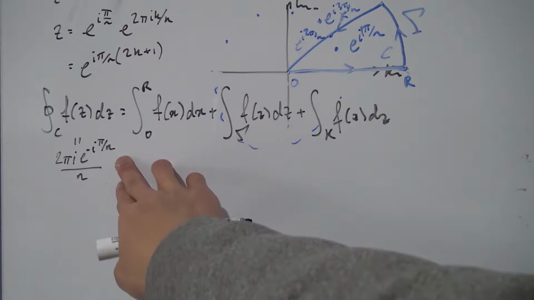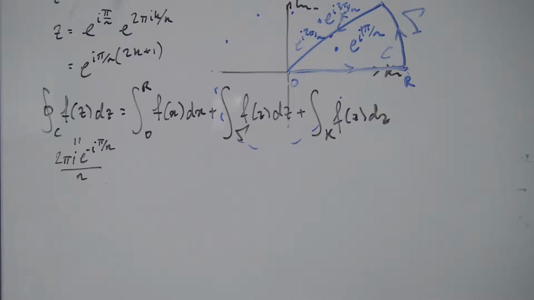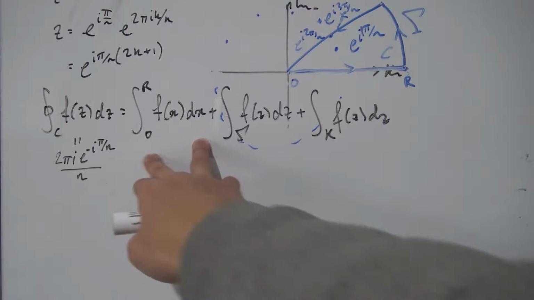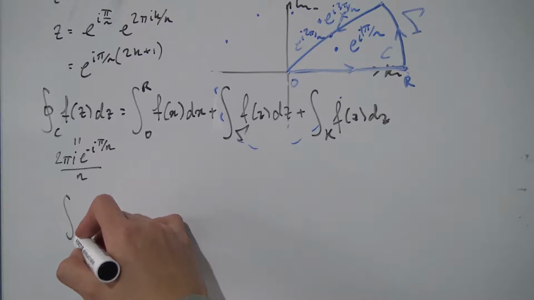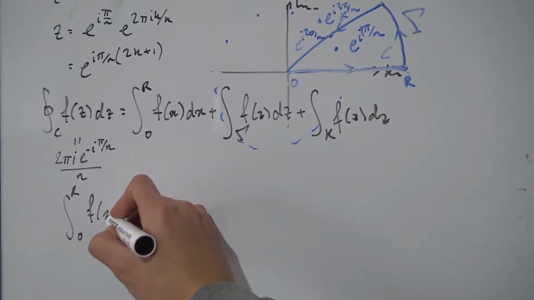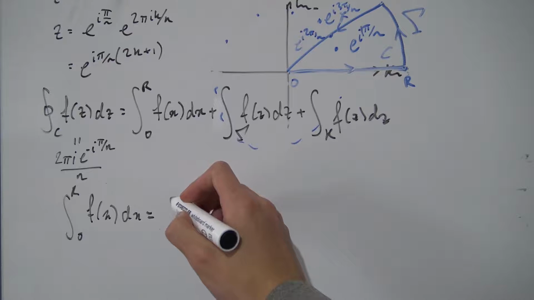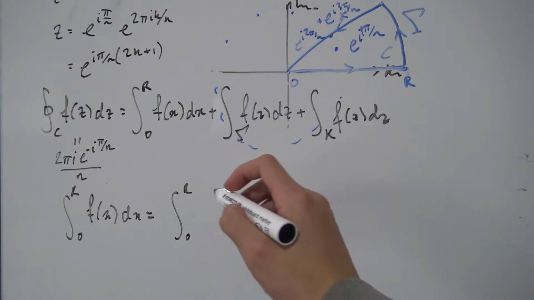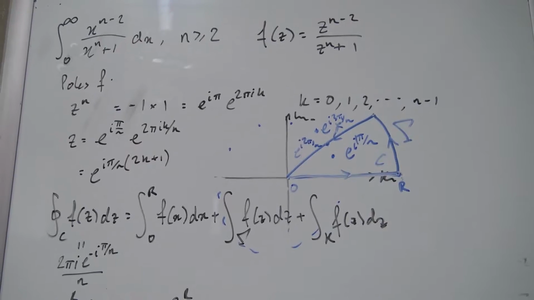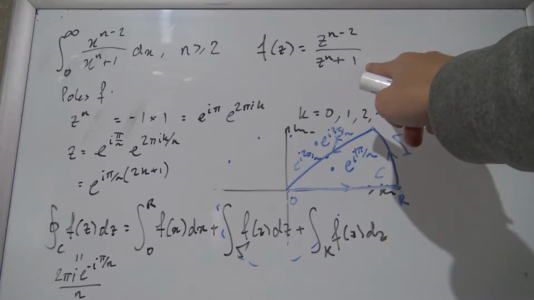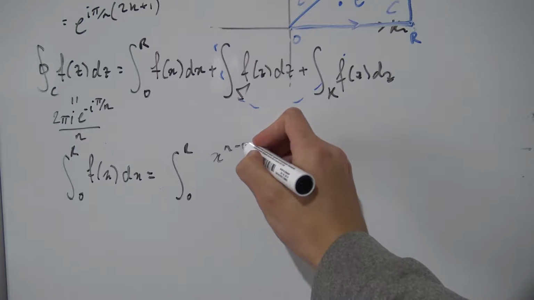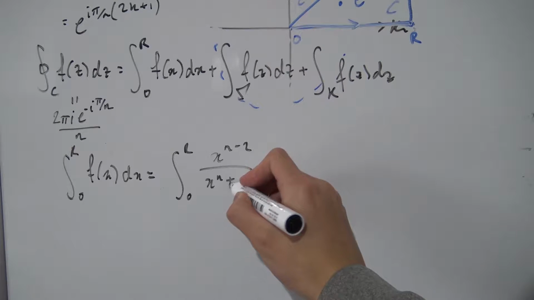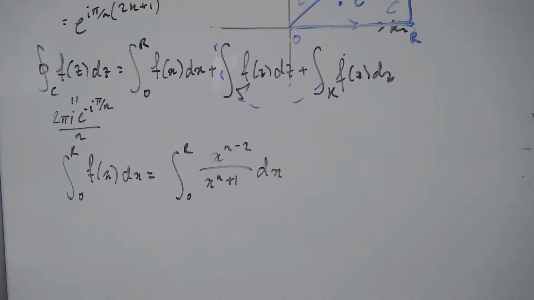Alright, so I've written down the result for our contour integral, and the next integral I'd like to evaluate is our integral from 0 to r actually, because this is going to be quite easy. So our integral from 0 to r of f of x dx, well, that's exactly the integral from 0 to r. Now f of x, remember by the definition of our function up here, it's z to the n minus 2 over z to the n plus 1. So if we have x's in our function, it's just going to be x to the n minus 2 over x to the n plus 1 dx. And then now what I'm going to do is I'm going to let this r approach infinity.